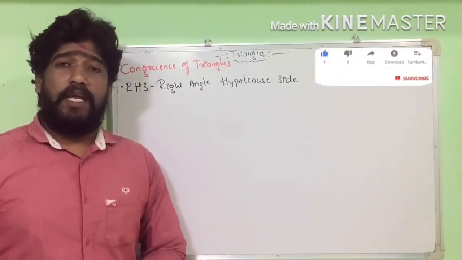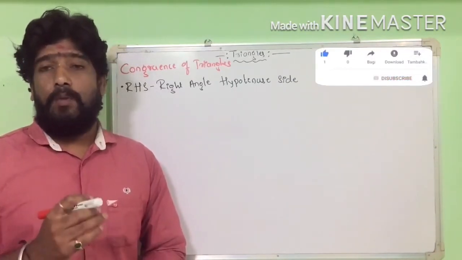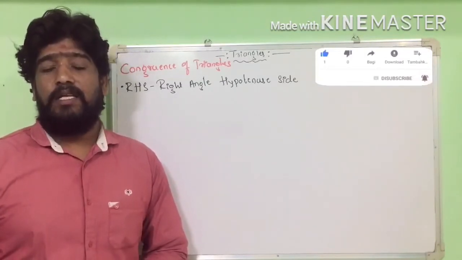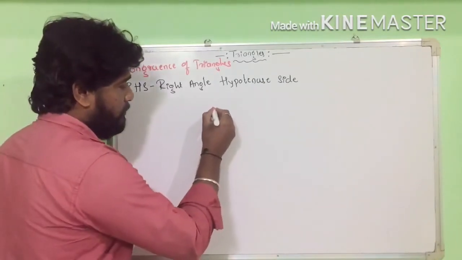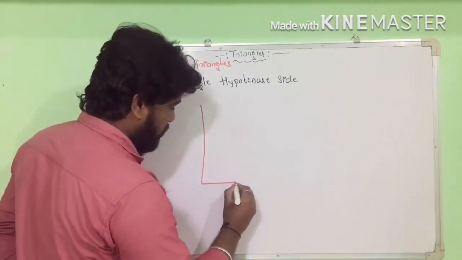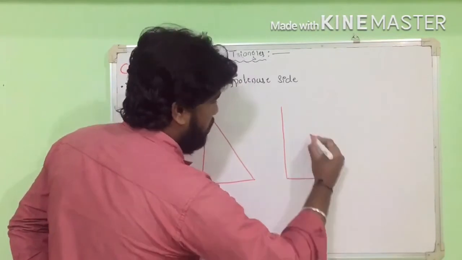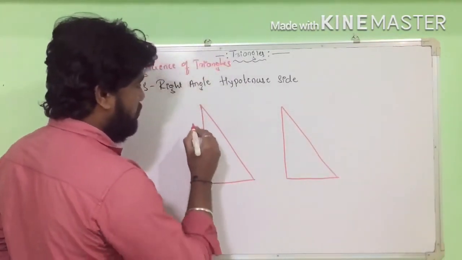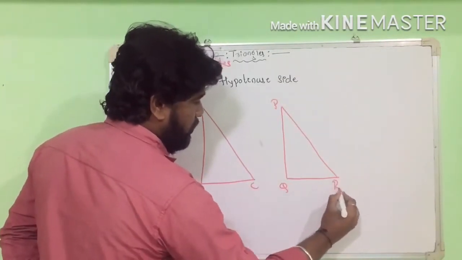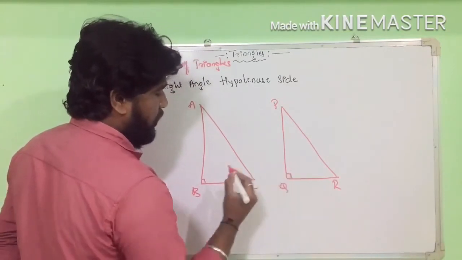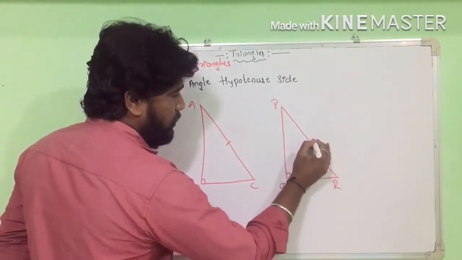So if the right angle, hypotenuse and one side of a triangle are equal to the hypotenuse and one side of another triangle, then the two triangles are congruent to each other by RHS. So for example here, the two right angle triangles, right? The two right angle triangles A, B, C and P, Q, R. So here is a right angle. The right angle's opposite side is a hypotenuse.